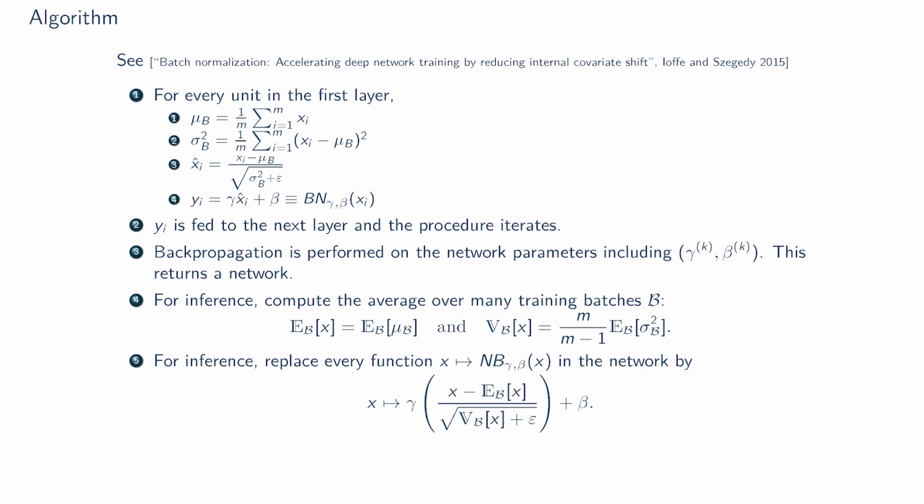During test time, there is a small problem since you do not have access to mu_B and sigma_B. Indeed, you may want to compute the prediction for one observation, and in this case, sigma_B would be equal to 0. To circumvent this problem, which is being able to estimate the variance sigma_B squared, we compute the average of mu_B over many training batches, and we do the same for the variance. At test time, you use these values to compute the output of the batch normalization layer.